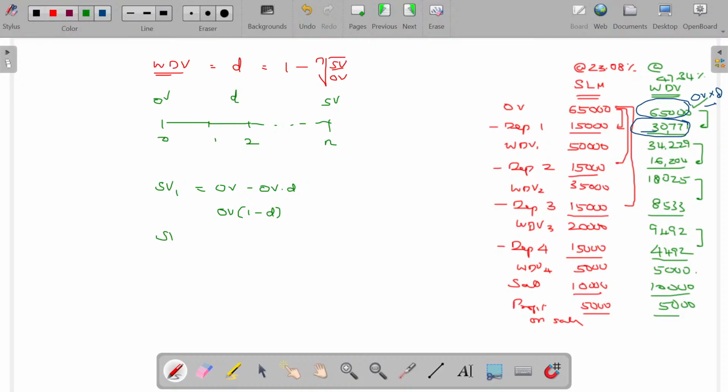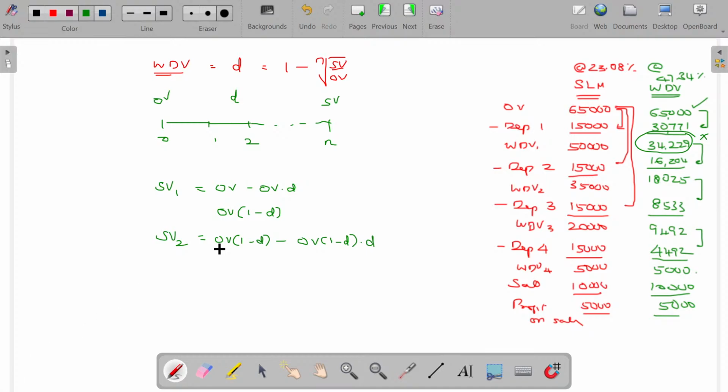Scrap value by the end of the second year is equal to, we start with this value. This is nothing but OV into 1 minus D. Isn't it? This value is nothing but OV into 1 minus D. From that value, you have to subtract the depreciation for the next year. Depreciation for the second year is, on this value, you are going to apply the rate of depreciation.